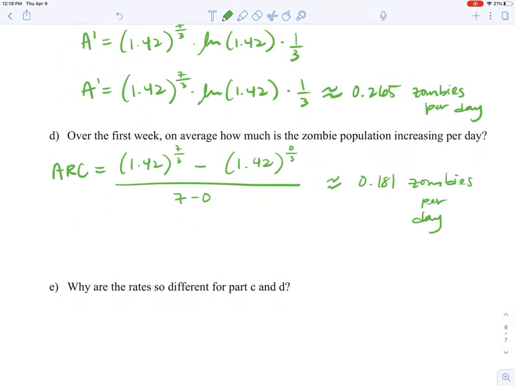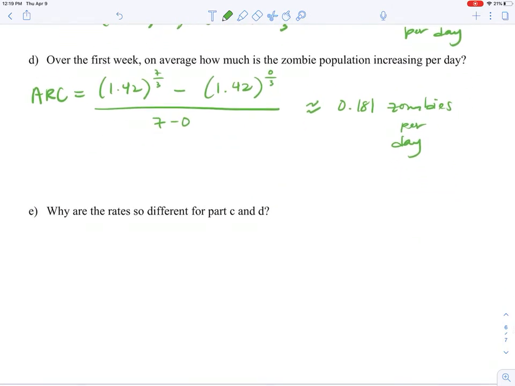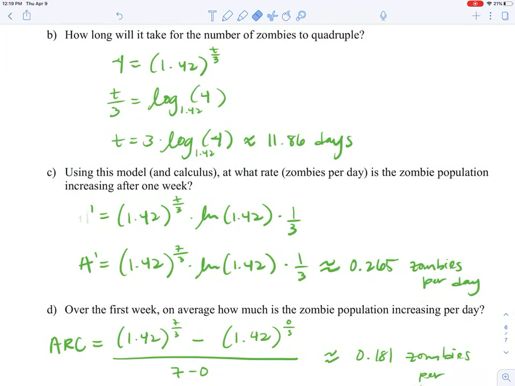Okay, and why are the rates so different? Part C is asking for instantaneous rate of change, and part D is asking for the average rate of change. So we know that our equation for Z, well, I don't know why I used A. It should be Z.